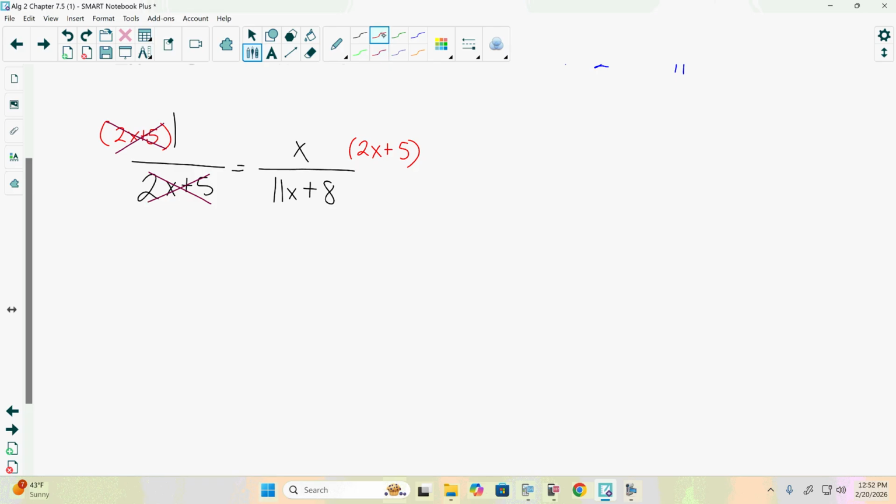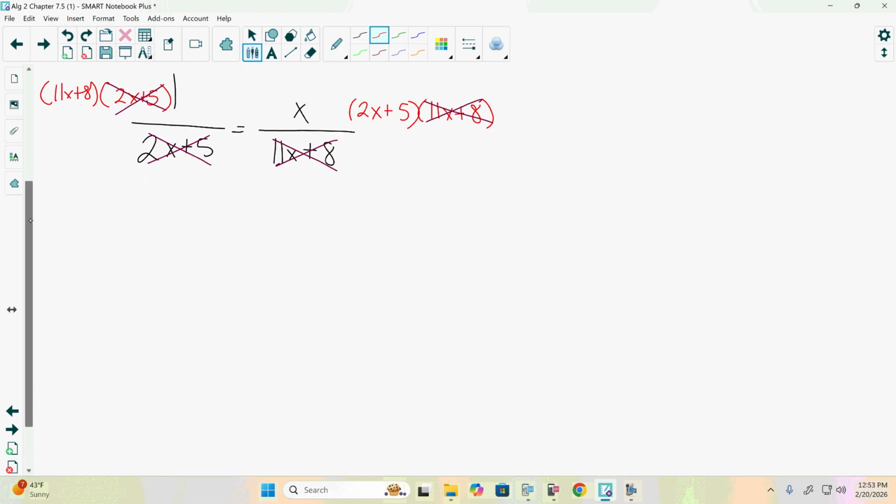Well, the other thing we need is 11x plus 8. Because on the right-hand side, 11x plus 8 on top and bottom would reduce. And what that leaves us with is 1 times 11x plus 8 is equal to x times 2x plus 5.